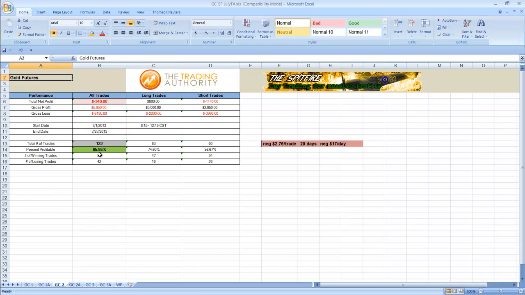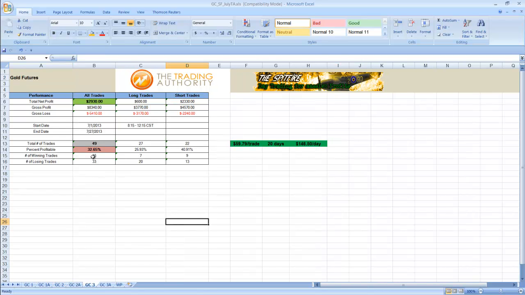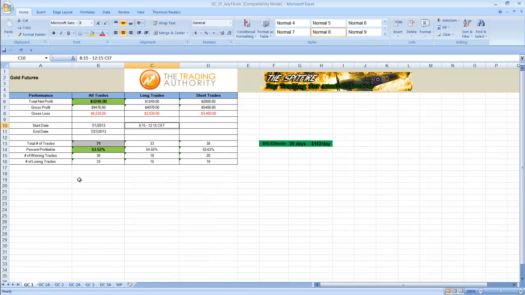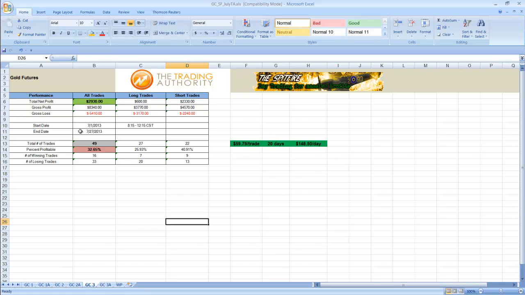Alright, so forget about the win percentage. That's out the window. It doesn't matter. Here, we've got a win percentage down to less than 33% with fewer trades than we had on this guy here that was at a 53% win ratio. And everybody wants to move over here, right? There's no question about it. That's where you want to live.